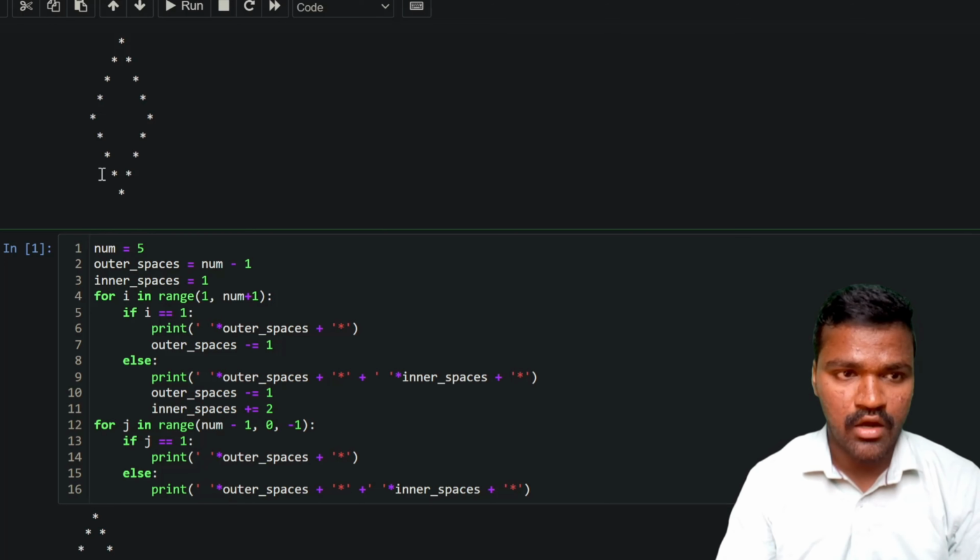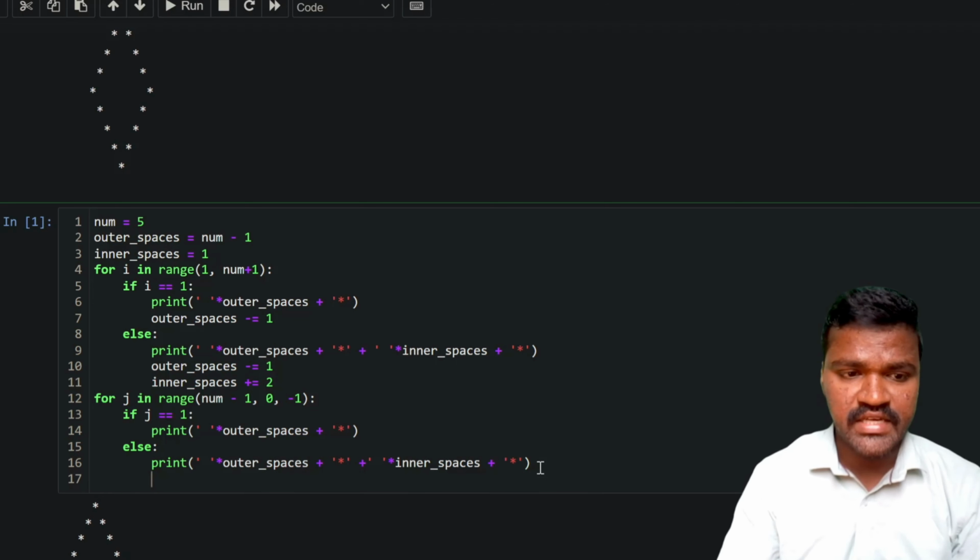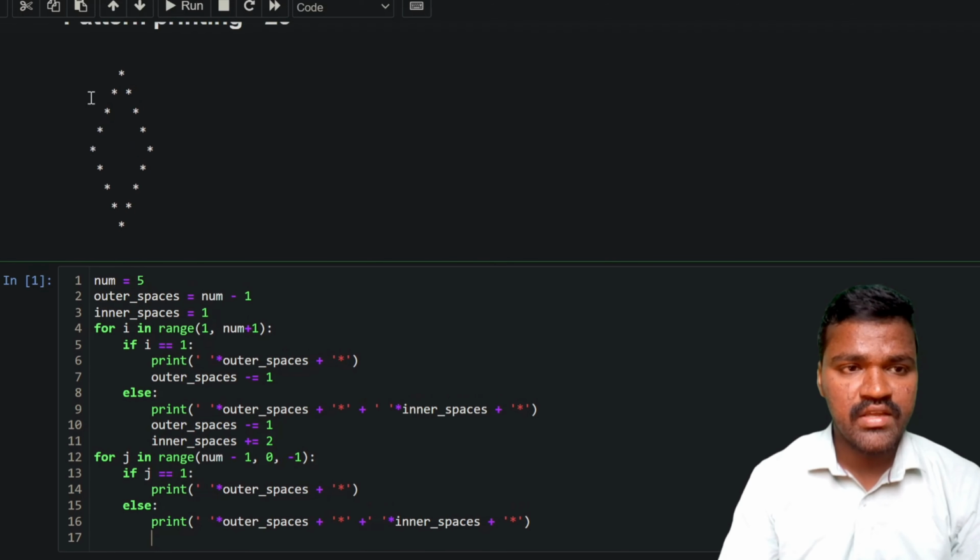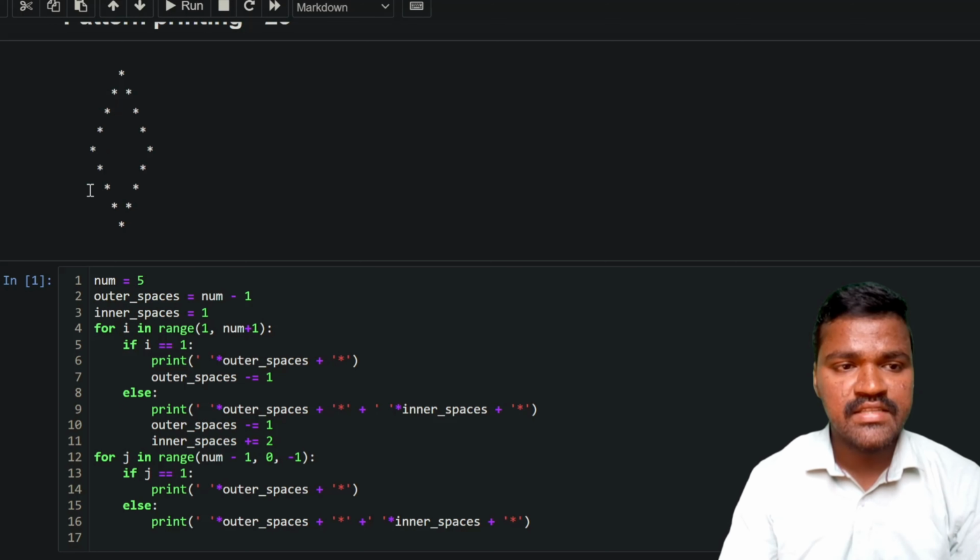We have outer spaces, a single star, inner spaces, and this particular star at the end. Now in the previous code we were reducing the outer spaces because the pattern keeps reducing. Now we need to increase these outer spaces, because on each iteration the outer spaces increase.